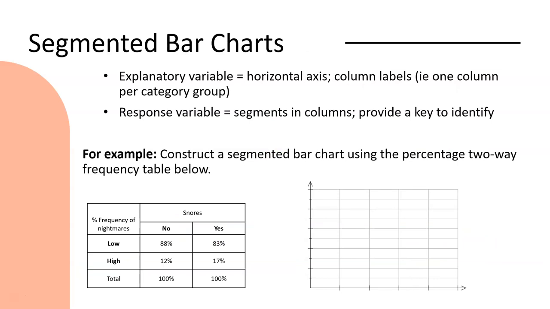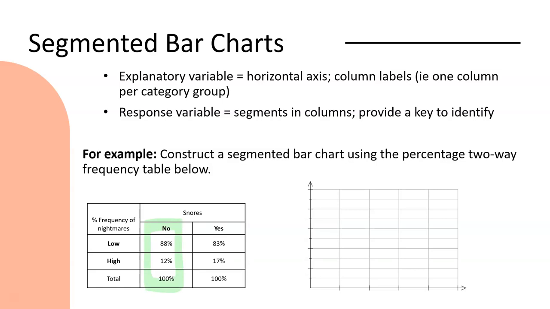Moving now to segmented bar charts. This is our graphical, or visual, display of our two-way frequency tables. Here we have the same example as before with snores and frequency of nightmares, but this time we've got our percentage frequency already calculated for us. So we're going to construct a bar chart using the percentage two-way frequency table. The thing to note is that each column in our frequency table will form a column in our bar chart.